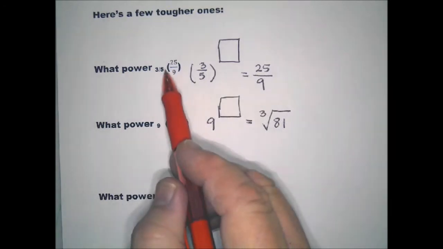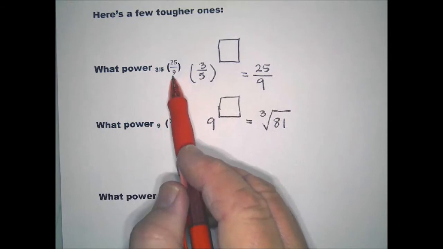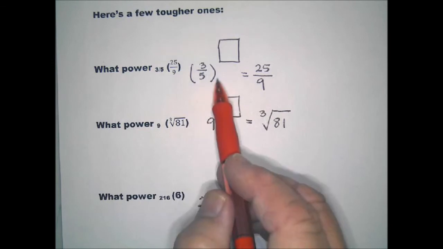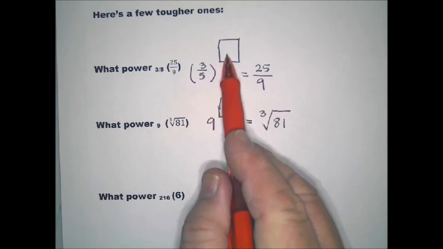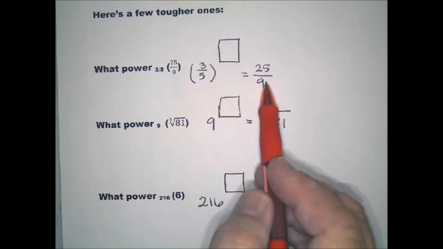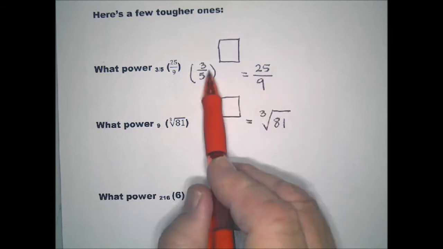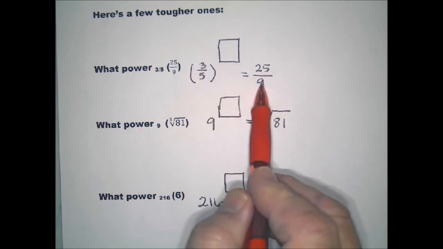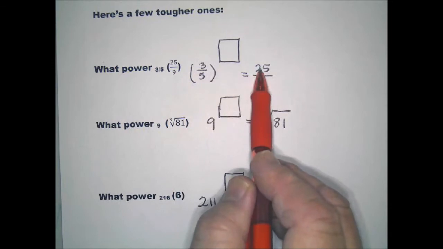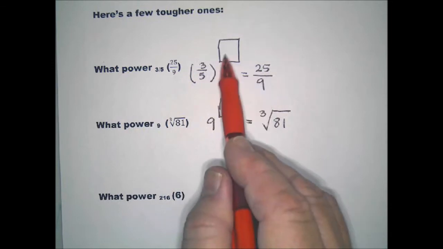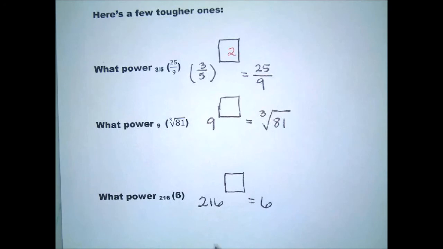What power turns the fraction 3/5 into the fraction 25 over 9? Okay. So in exponential notation, it looks like this. 3/5 is my base. I need to raise that to some power and get 25 over 9 as my answer. Now hopefully you're seeing a relationship between these numbers. If you happen to catch that 3 squared is 9 and 5 squared is 25, then you're on the right track. But if you just put a 2 right here, if you thought the answer was 2, that isn't the right answer.